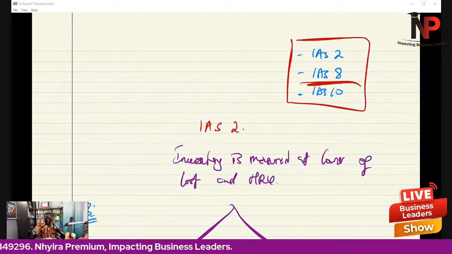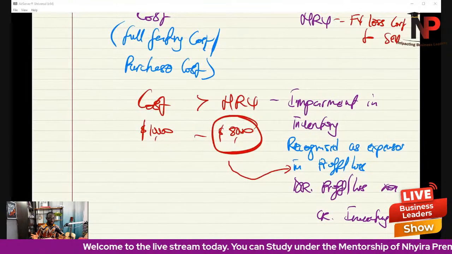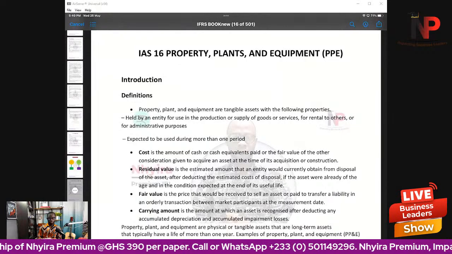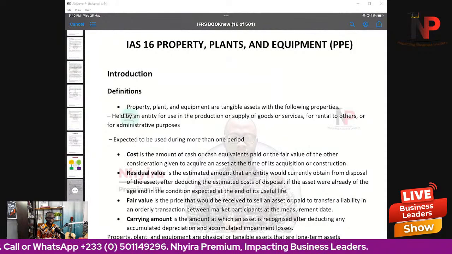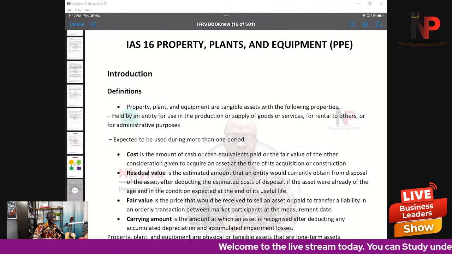So that is the issue about these fundamental standards that we need to understand, and the summary takeaway. Now that we've gotten those out of the way, we need to go into the real deal, which is our main discussion, and that is property, plant, and equipment. But because of time constraints, I'm going to be concluding around here today for the discussion.